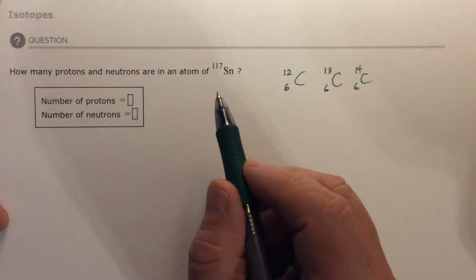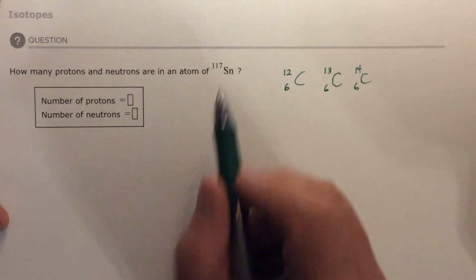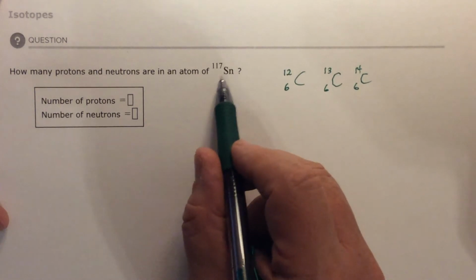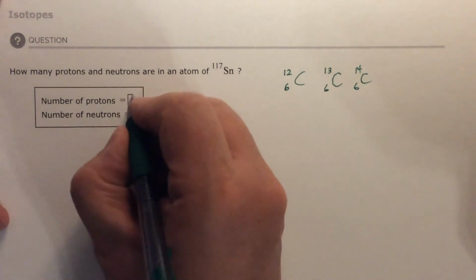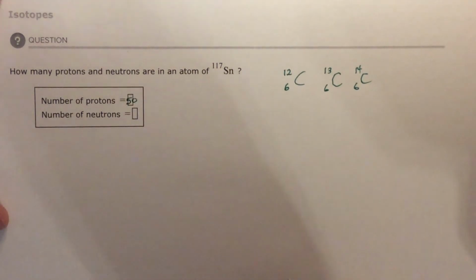You just look up Sn. This is tin. Its symbol is Sn, and there are 50 protons in it. There are also 50 electrons because they're the same.